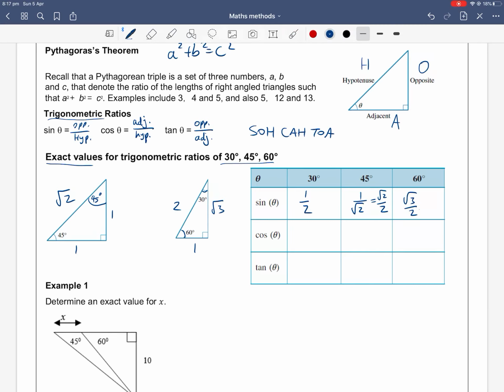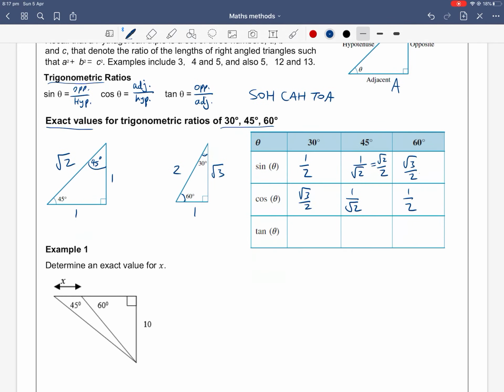Filling in the cosine and tan, so cos of 30 is root 3 on 2, cos of 45 degrees is 1 on root 2, cos of 60 degrees is 1/2, tan of 30 degrees is 1 on root 3. Using a triangle, tan is opposite over adjacent, tan of 45 gives me 1, and tan of 60 degrees is root 3 on 1, which is root 3.